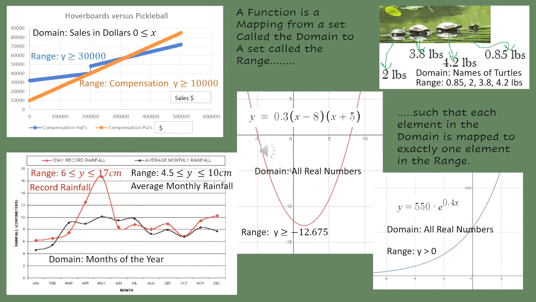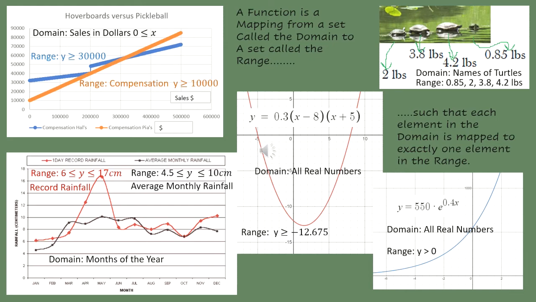It's okay for two different domain values to be mapped to the same range value. So it's okay for May and July to both get mapped to 10 centimeters. It still is a function because May is mapped only to 1 and July is mapped only to 1, etc. In the upper right hand corner, we have our function that's mapping the turtles to the weights. So if you named the turtles, the 4 names would be the domain, and the range are their weights. And so the range literally is just that set of 4 numbers for that example.